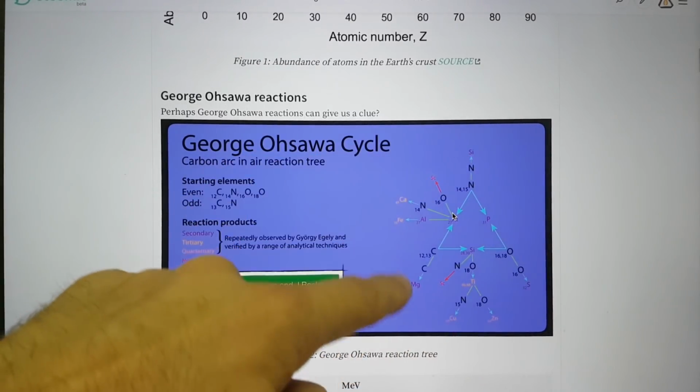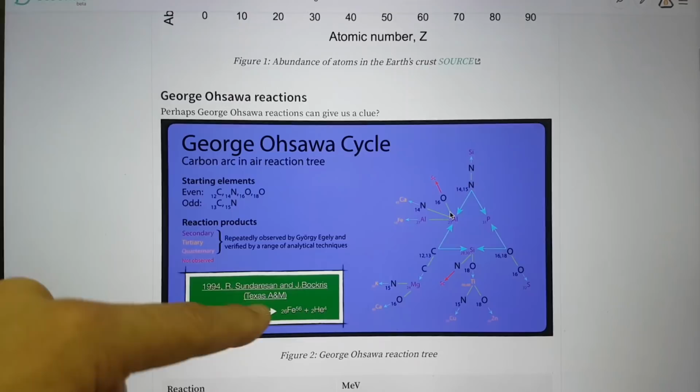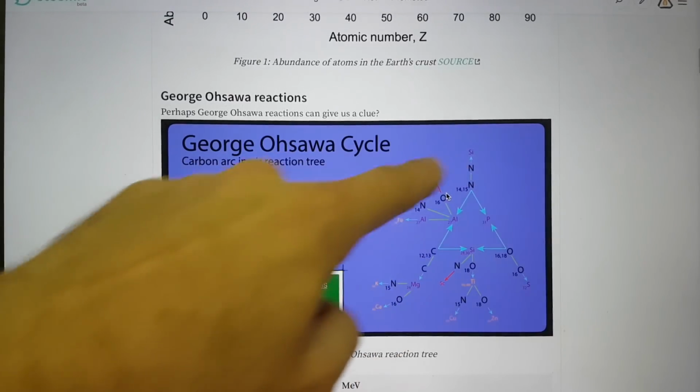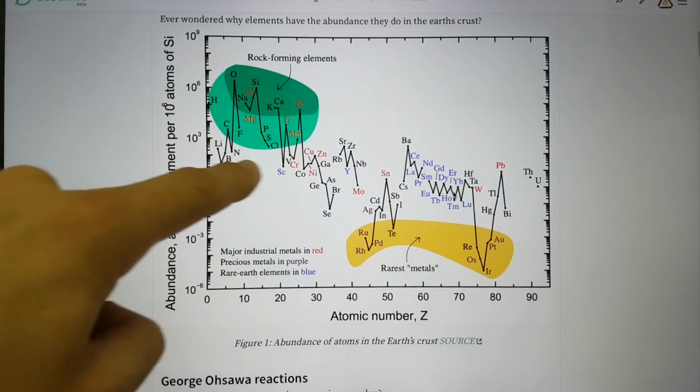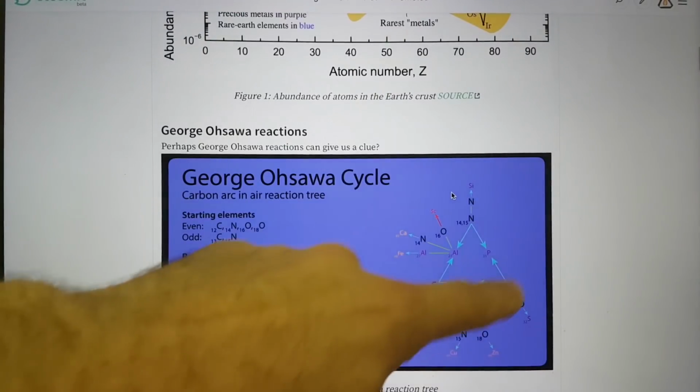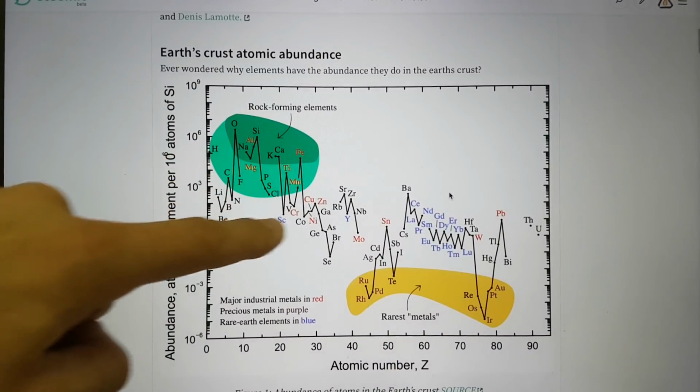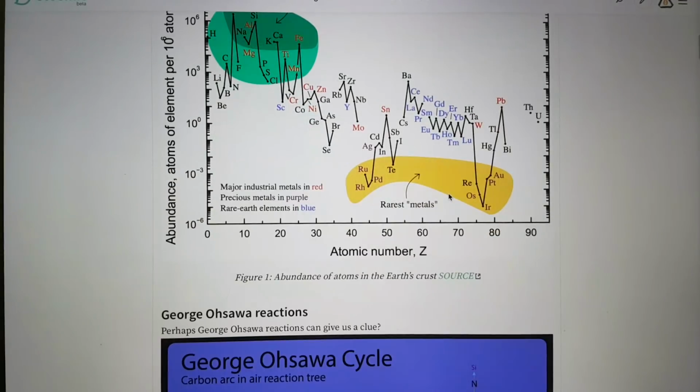But the interesting thing that is going on here, and this was replicated by a number of different people, is these elements happen to be mostly these elements. So this process is producing these rock-forming elements.